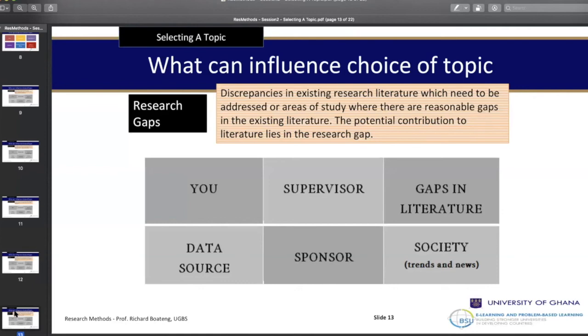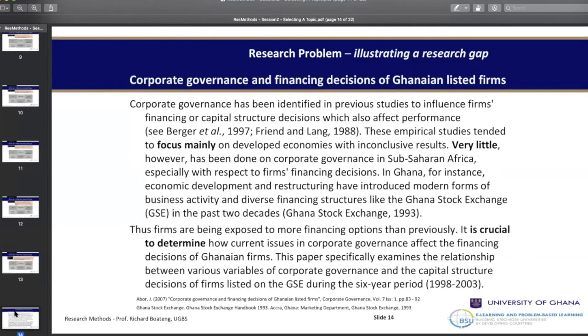So I've always emphasized that whenever you are doing research, try to know what research has been done on the topic already, so that you find out what gaps exist and then situate your work based on the gaps, because those are relatively more enduring than just choosing things which are trendy. You may have found something in industry, but try to read on the same topic in the literature to find out what matters concerning that topic. Now let's look at an example. This is a write-up by Professor Abo on corporate governance and financing decisions of Ghanaian listed firms.